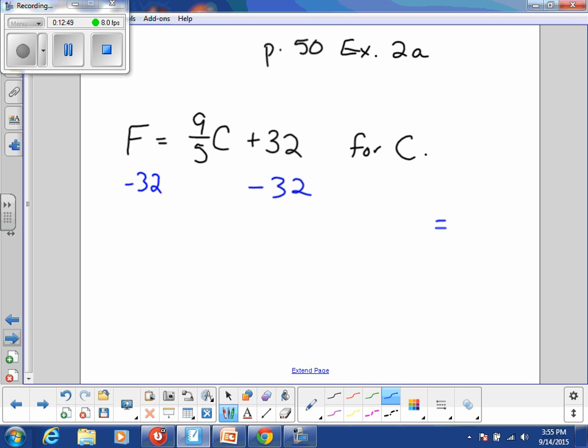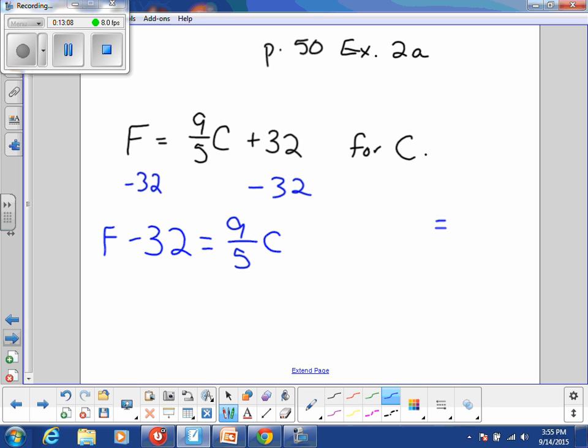Now remember, F is a variable, 32 is a constant. You can't actually join them together and combine them into one term, but you can definitely write F minus 32. That just means subtract 32 from the temperature in degrees Fahrenheit.